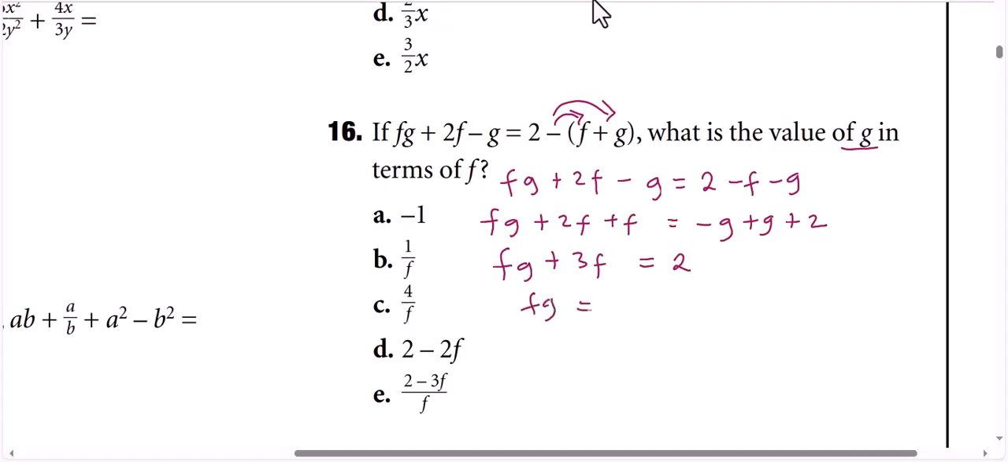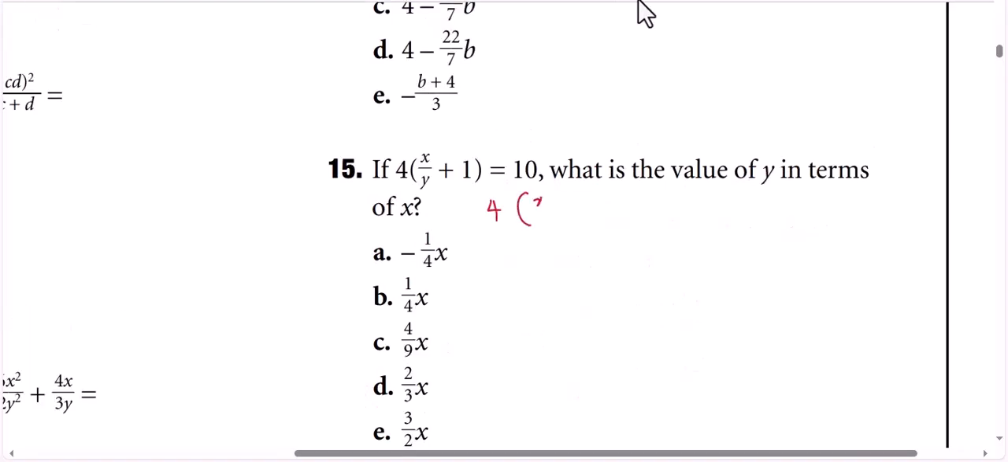So fg is equal to 2 minus 3f, and then for g to stand alone, we divide through by f. So g is equal to (2 minus 3f) over f. Okay, and that aligns with option E. Now this can be complex at times, but the whole process remains the same, nothing changes.